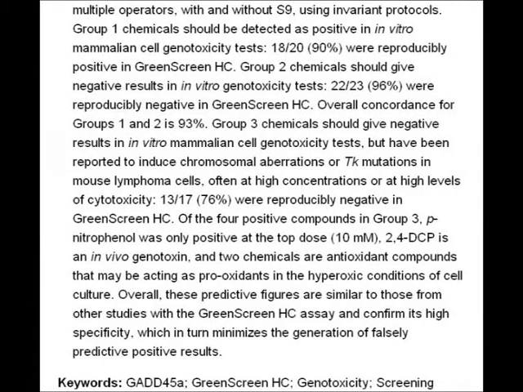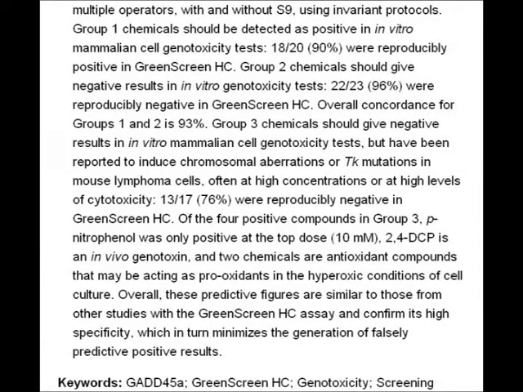In group 2, the chemicals should be negative. That means they should be identified as being not genotoxic. And in this particular part of the test, 22 out of 23 were in fact identified correctly as being negative, non-genotoxins, and that was 96%. The overall concordance for groups 1 and 2 was 93%, which is incredibly high.